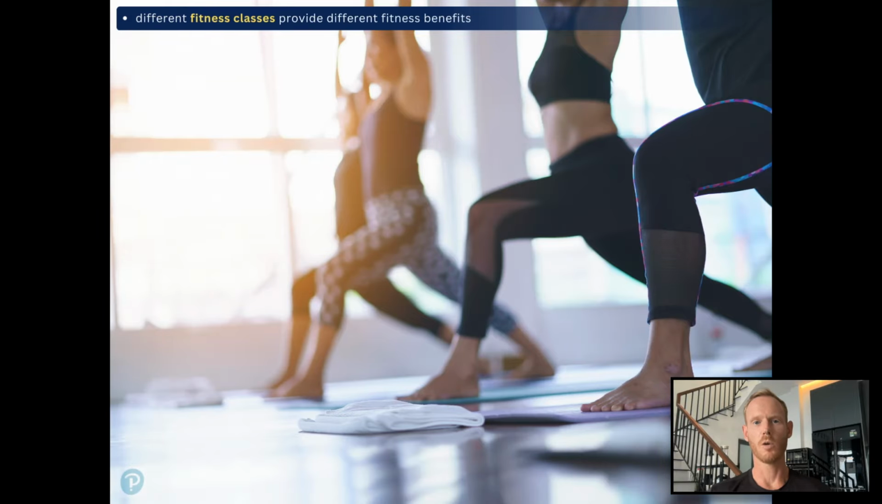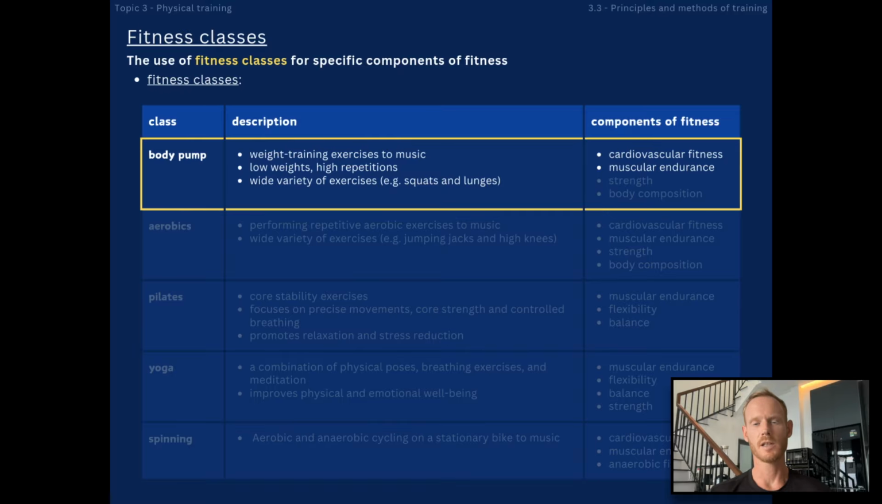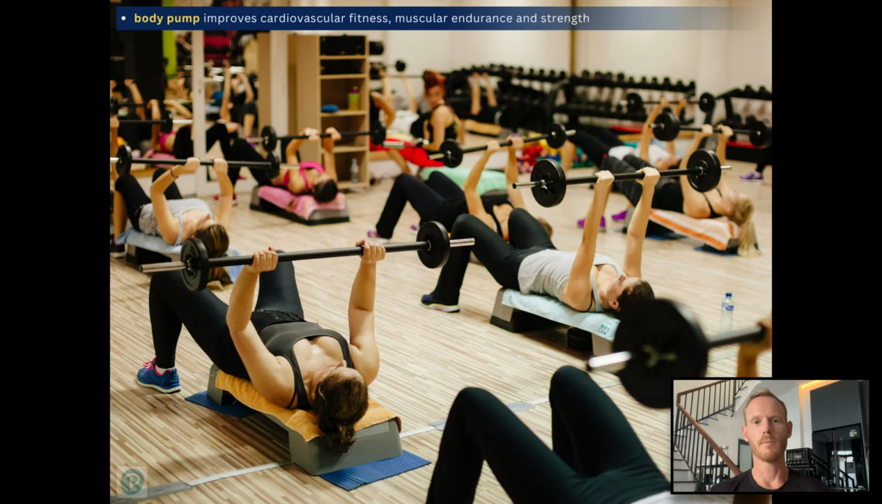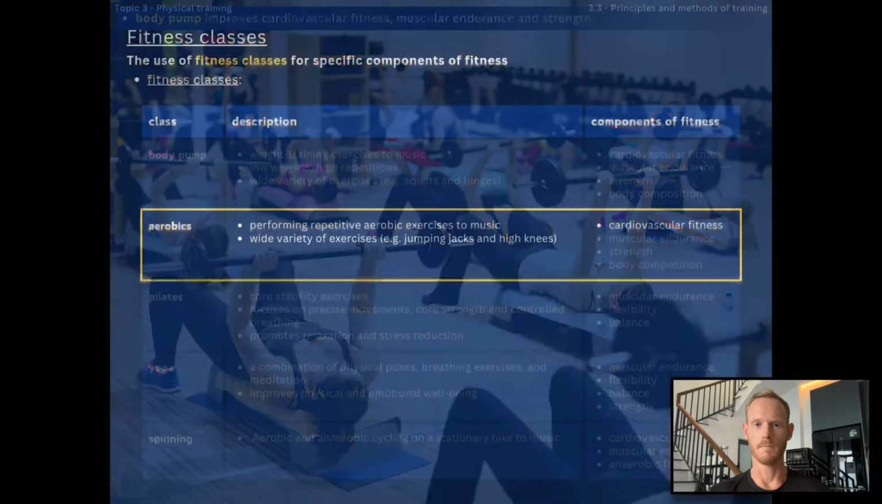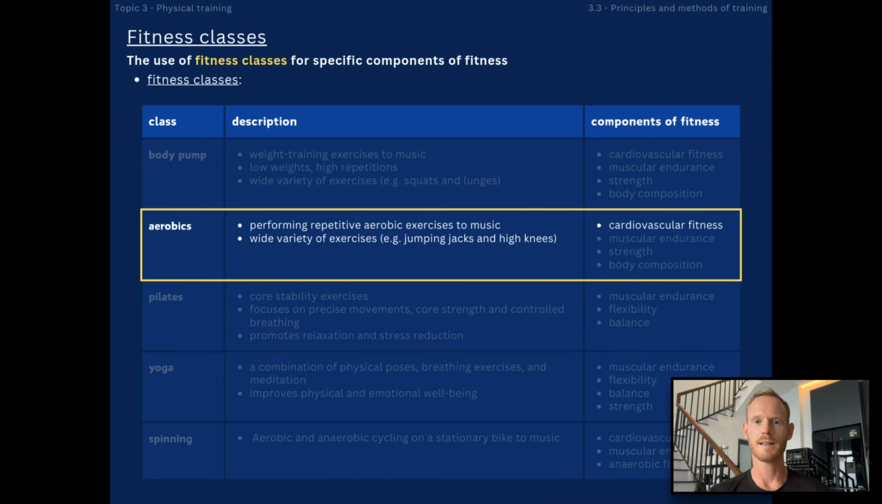You also need to know about several common fitness classes and the components of fitness they improve. Body pump combines high repetition, light to moderate weight training exercises like bicep curls, lunges, and squats with music, which helps to set the pace and keep participants motivated. Body pump focuses on cardiovascular fitness and muscular endurance, but may also help to develop strength and flexibility and improve body composition.